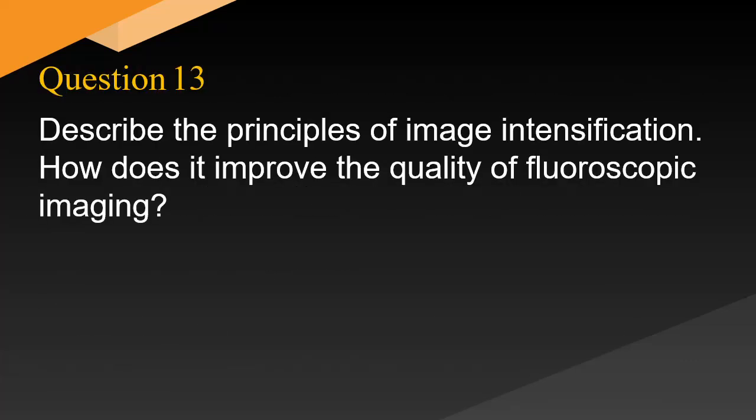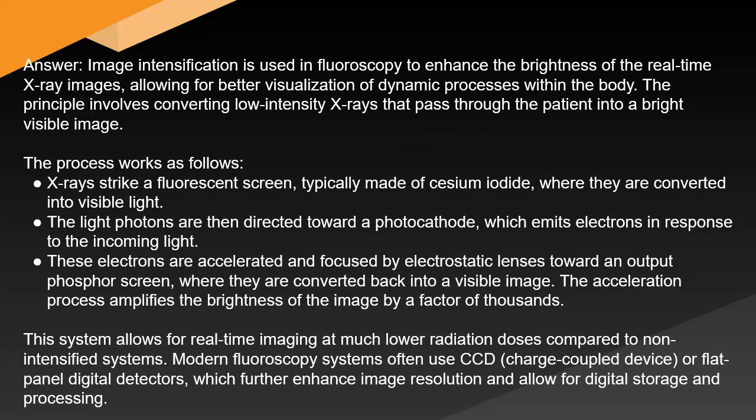Describe the principles of image intensification. How does it improve the quality of fluoroscopic imaging? Answer: Image intensification is used in fluoroscopy to enhance the brightness of the real-time X-ray images, allowing for better visualization of dynamic processes within the body. The principle involves converting low-intensity X-rays that pass through the patient into a bright visible image. The process works as follows.